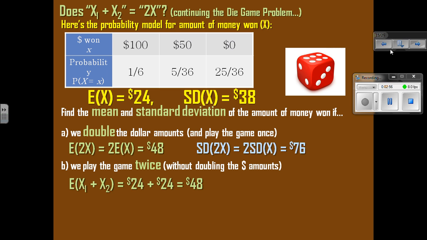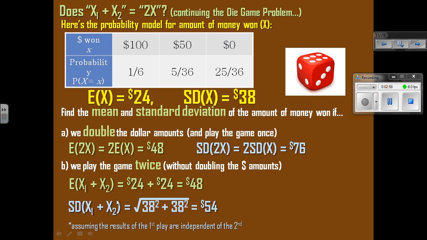But if I do the standard deviation, I have to treat it as 2 separate random variables. So square root of 38 squared plus 38 squared comes out to about 54, which, if we'll notice, is different from what we got when we did the 2x. So our mean stays the same whether we double the dollar amounts or play the game twice. But our standard deviation changes. Our standard deviation goes down a little bit.